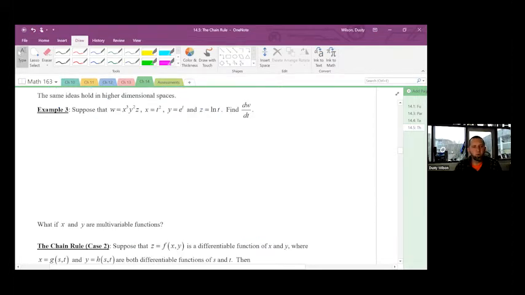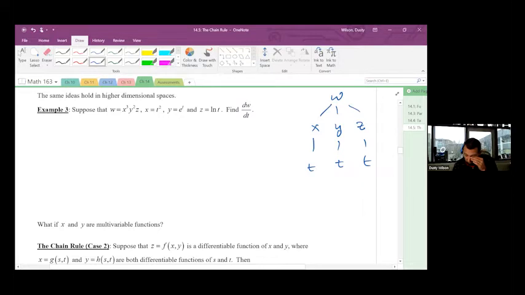The same ideas hold in higher dimensional spaces. So for example, in example 3, suppose that w equals x cubed y squared z, where x equals t squared, y equals e to the t, and z equals the ln of t. Find dw/dt. So here we have w as a function of x, y, and z, which are each functions of t.